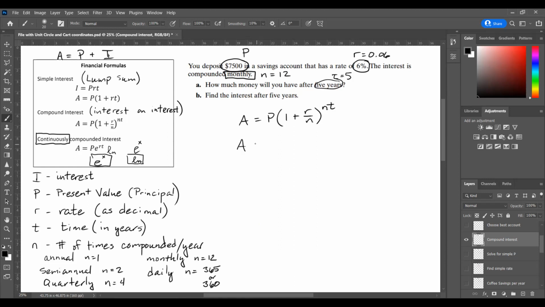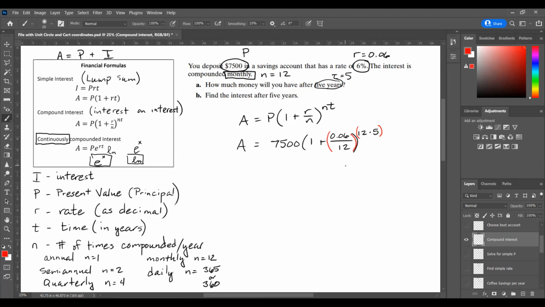So I'm solving for A. P is 7,500. Got our 1 plus R is 0.06. N is 12. N is still 12, and now T is 5. Now often, I can type this into my calculator and get it all in one shot. Depending on the calculator I'm using, I may need to add an extra set of parentheses around that fraction and perhaps around that exponent to force PEMDAS to follow the rules that I need followed.